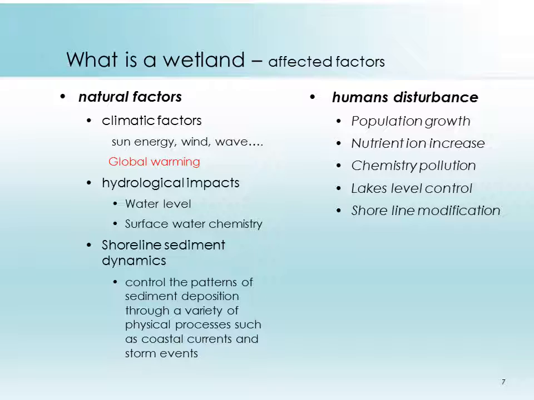Here are 2 factors that affect the wetland: natural factors and human disturbance. The natural side has 3 factors: climatical factors, hydrological impacts, and shoreline sedimental dynamics, and the human disturbance has 5 sides.